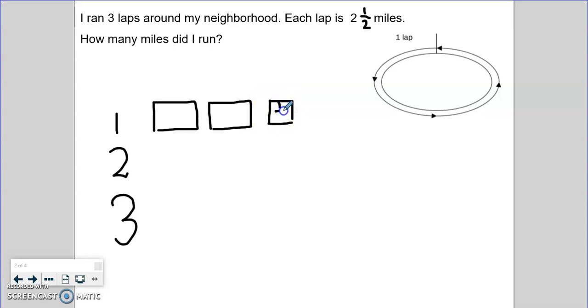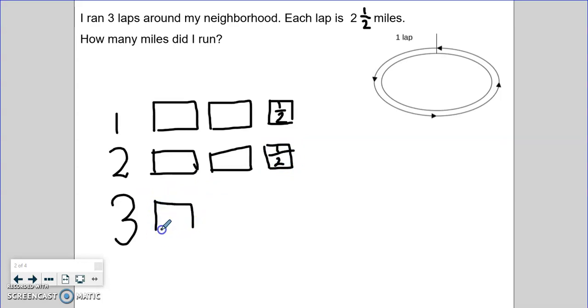I'm going to put 1/2 in here. Okay, and I'm going to do the same thing with these guys. Here's 1 mile. Here's 2 miles. And here's 1/2 of a mile. Let's do that one more time. 1 mile, 2 miles, and then 1/2 of a mile.